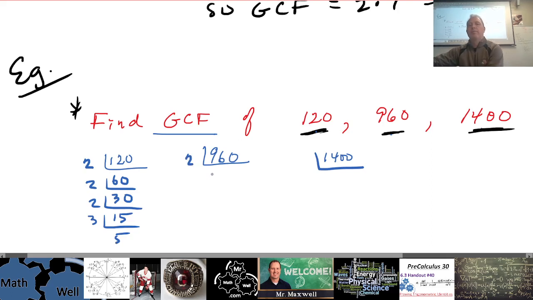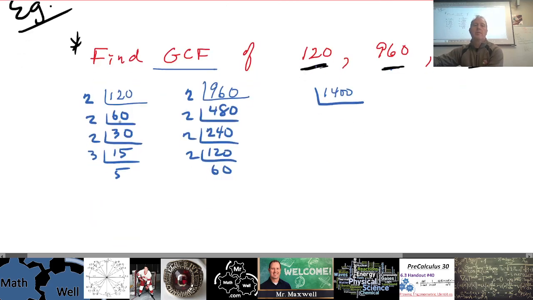Looks like I'm done. All right, the next number, divided by 2, is 480. Okay, divided by 2 is 240. 2 again, 120. 2 again, 60. Oh, and look, now the list is the same as over here. So 2, 30, 2, 15, 3, 5. Okay, that's great. 1400, let's divide that by 2.